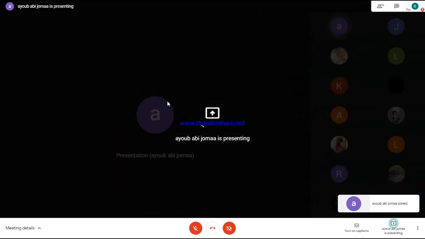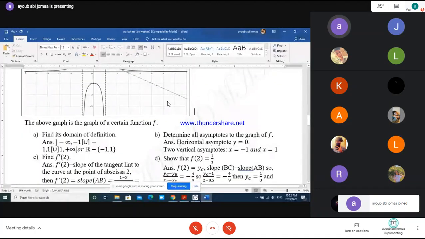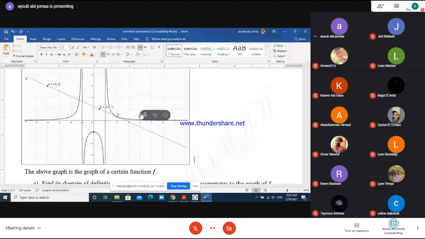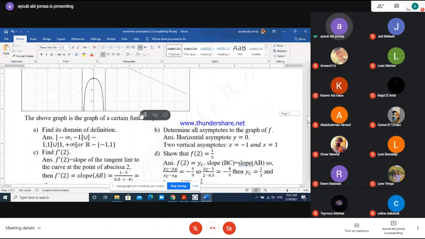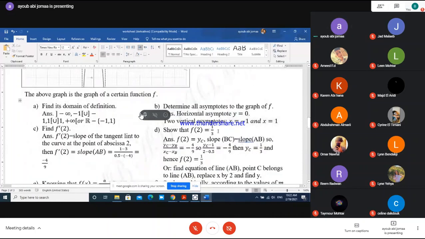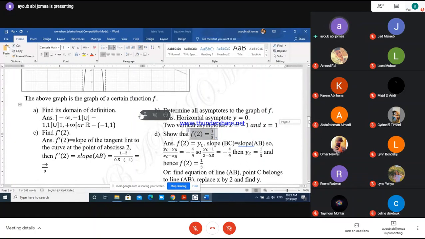Hamid and Jad. Okay. In part E, I wrote f of 0 equal negative 1, f of 2 equal 1 over 3. Where did I get them from? F of 2 is equal to 1 over 3 from part D. We proved that f of 2 is equal to 1 over 3. That is the information I wrote. The second one, f of 0 equal negative 1.